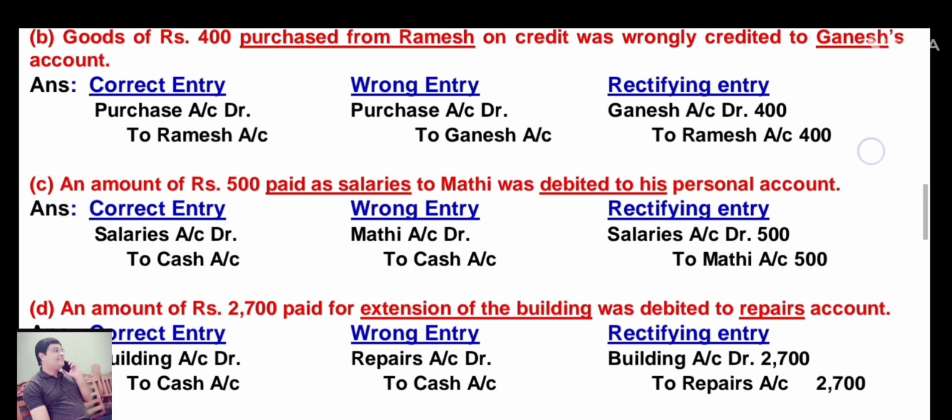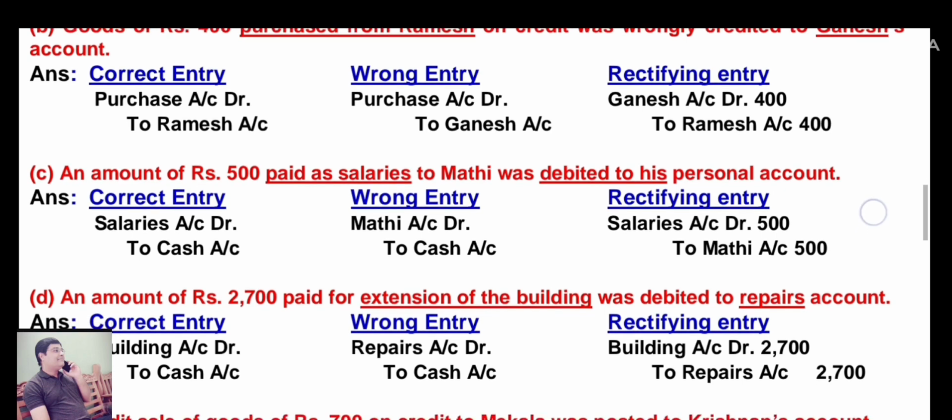So if you want to rectify the entry, it is a simple thing. In the wrong entry, if Ganesh is written on the credit side, you write it on the opposite debit side. So the answer will be rectified. Next question.